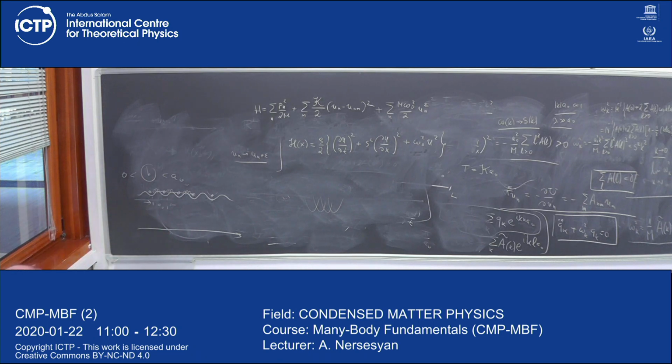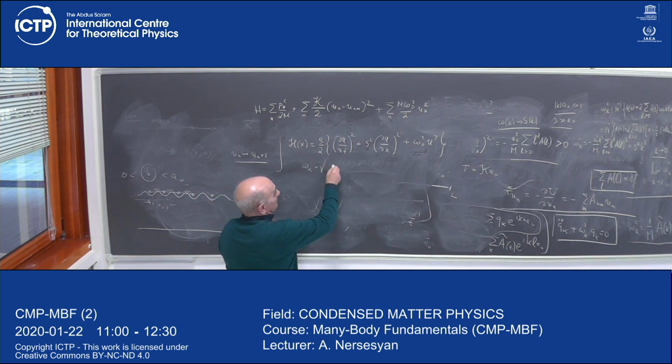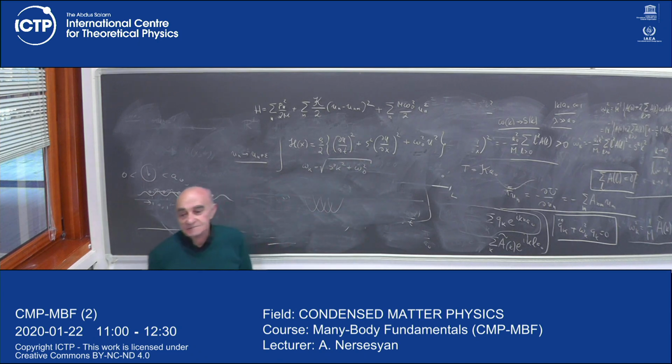Say B equal to 0. That's it. So it's an explicitly broken symmetry. If you calculate the spectrum, omega of k, it will be s squared k squared plus omega naught squared. That's the answer. You know what that is? It's a massive boson, the solution of the Klein-Gordon equation. It's a Lorentz invariant object. It's a massive boson.